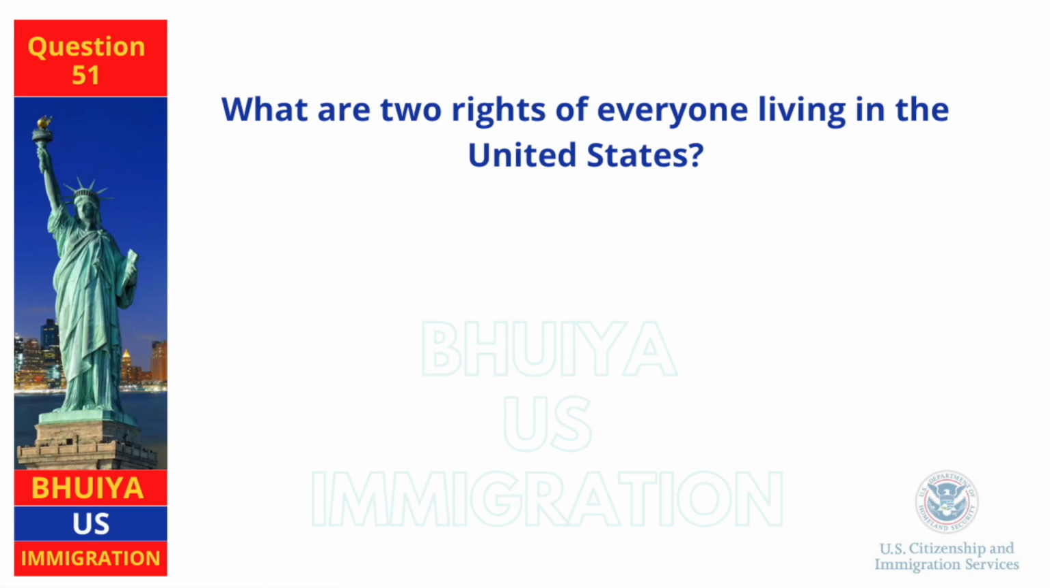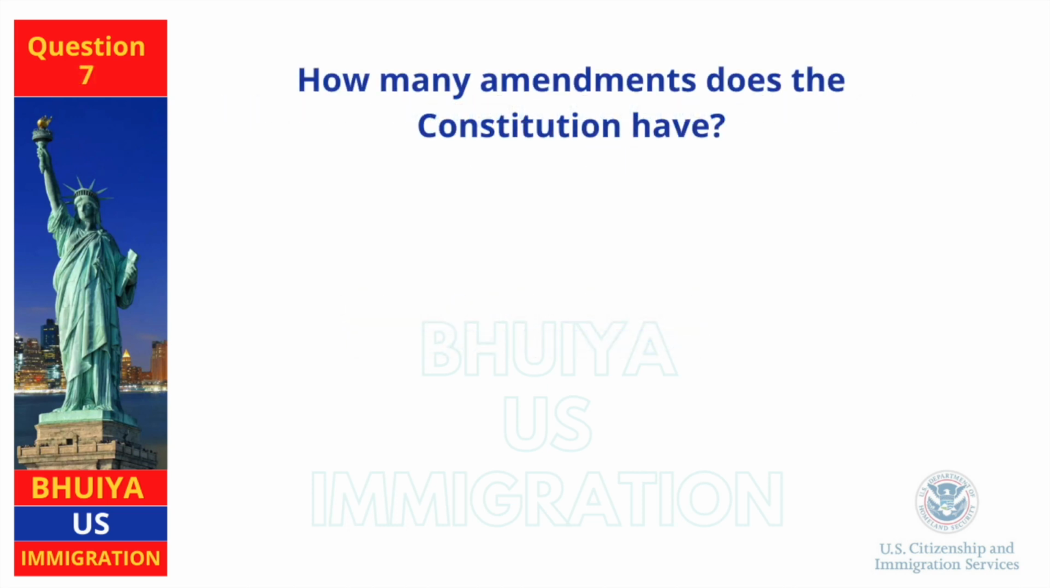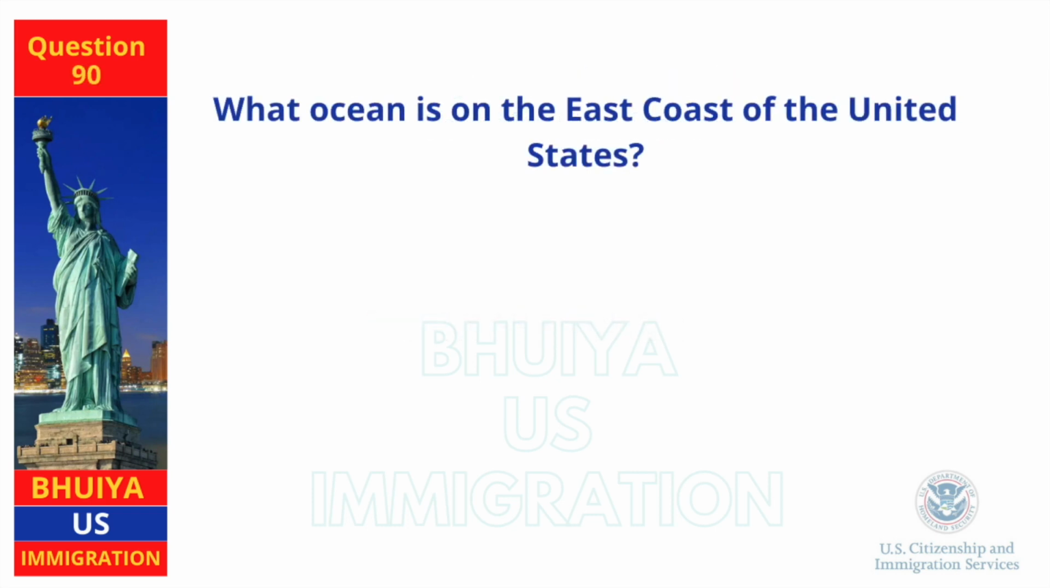What are two rights of everyone living in the United States? Freedom of religion, freedom of speech. How many amendments does the Constitution have? 27. What ocean is on the east coast of the United States? Atlantic Ocean.